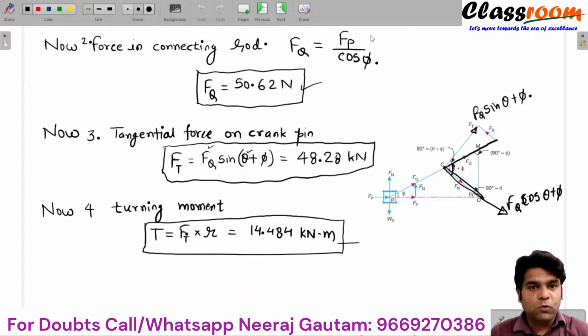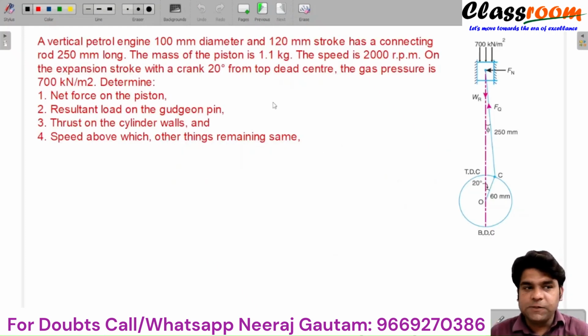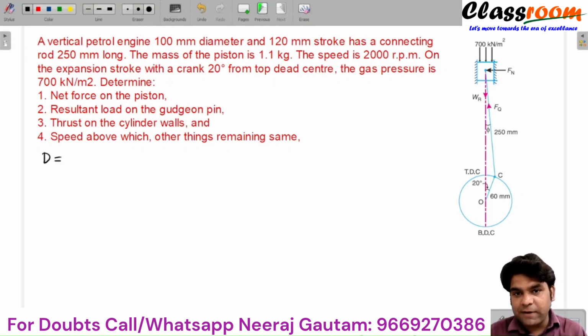Now consider one more problem based on the vertical engine, in which the weight of the piston is also significant and will come under the calculations of the piston effort. So the problem is: a vertical petrol engine of 100 mm diameter and 120 mm stroke has a connecting rod 250 mm long. So the diameter, that is bore diameter, is 100 mm.